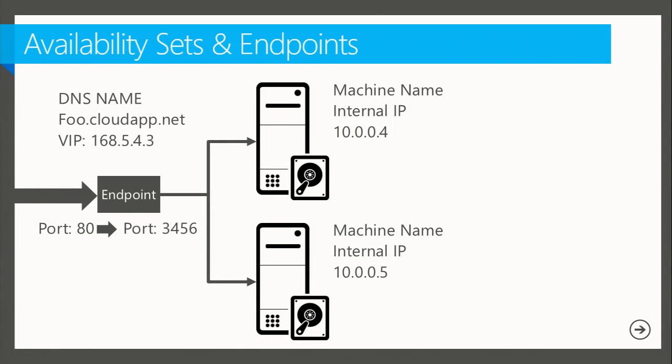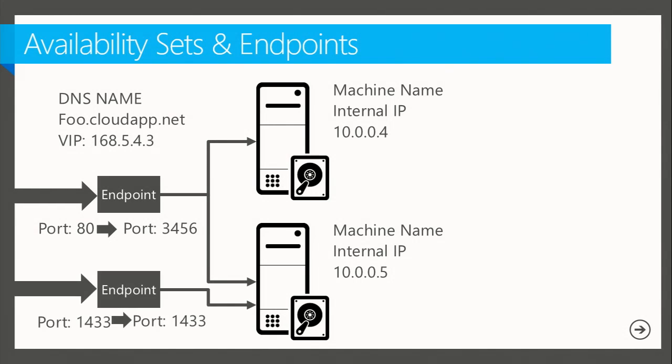Works for me. So that's a load balanced endpoint, but what if we wanted to open up a different endpoint to the bottom machine? Well, we can still do that. We can still create another endpoint, and it doesn't have to be load balanced. So maybe we've put SQL on here, and we want to open up port 1433 because we just like pain and suffering. We can do that.